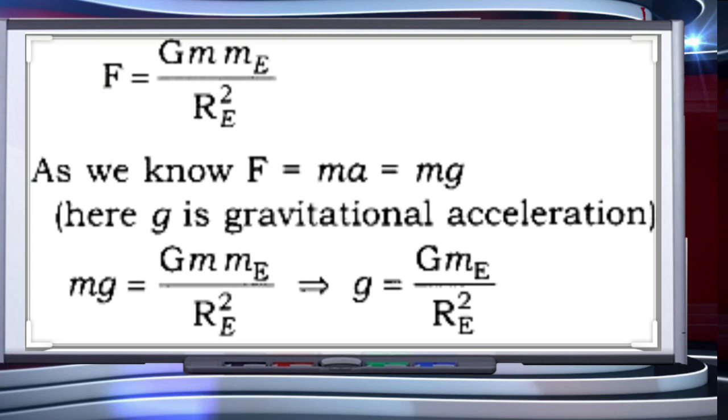Or we can write that g, small g, that is acceleration due to gravity, depends upon the mass and the radius of the earth but is independent of the mass of the falling object. Thus, the value of g is exactly the same for all objects, whether they are big or small, solid or hollow, at a given place. Let's calculate the value of g.